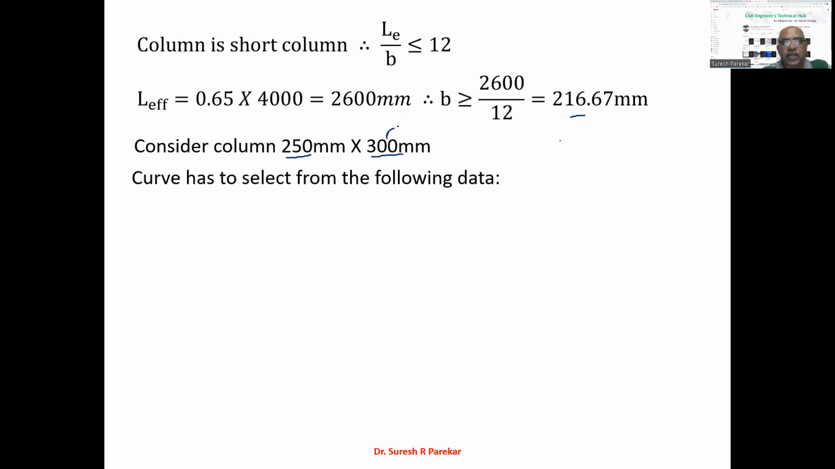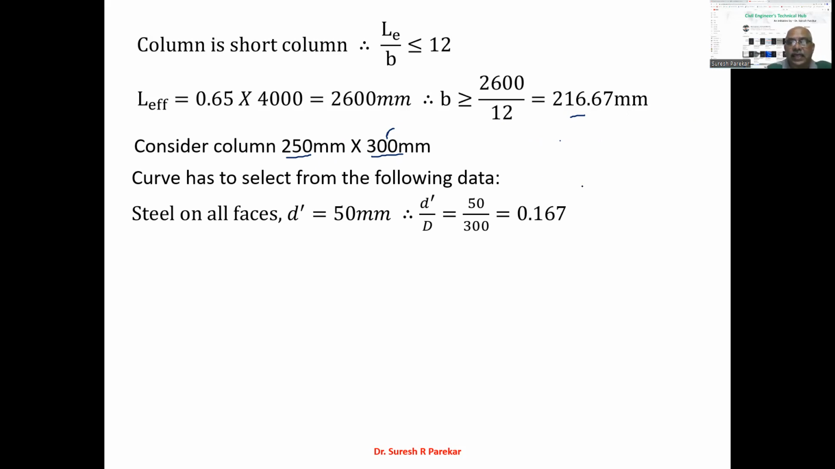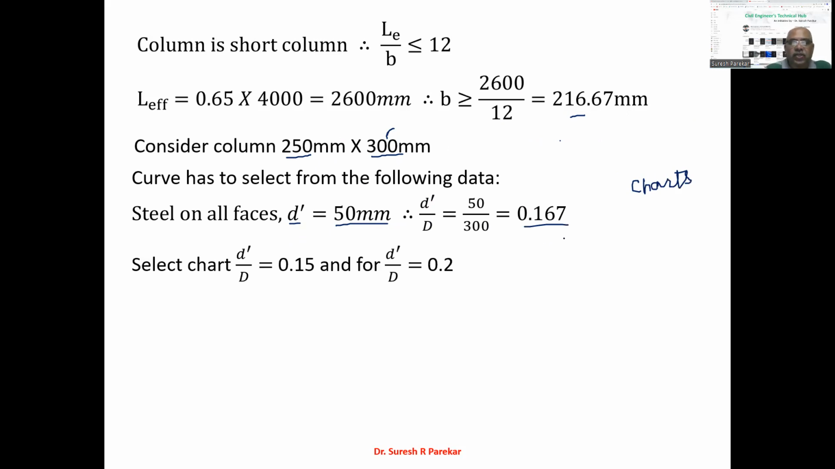Then the chart has to be selected from the given data. We have steel on all faces, because that is given. Whatever charts are given in the examination, you have to consider accordingly. So we will assume d' as 50 millimeters; generally, you can always take d' as 50. So d' upon D is 50 upon 300, which is 0.167. We have to use the charts available in the question paper, that is d'/D 0.15 and d'/D 0.2.